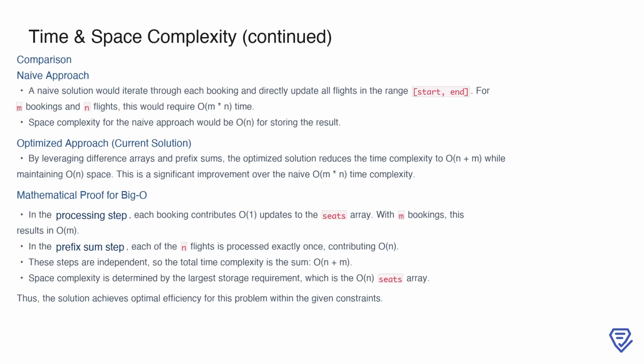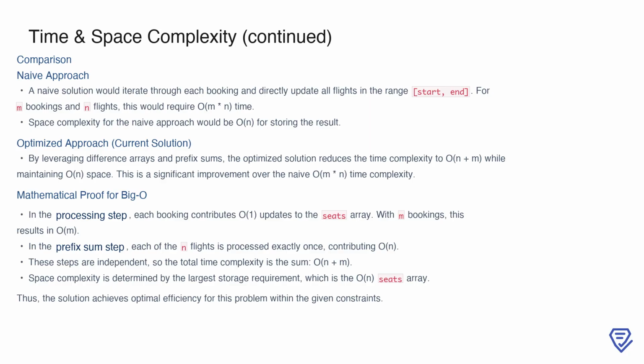When comparing this optimized approach to a naive solution, the difference in efficiency becomes clear. A naive approach would iterate through each booking and directly update all flights within the range, start to end. With m bookings and n flights, this would result in a time complexity of O(m*n). The space complexity, however, would remain O(n), as we still need to store the results.